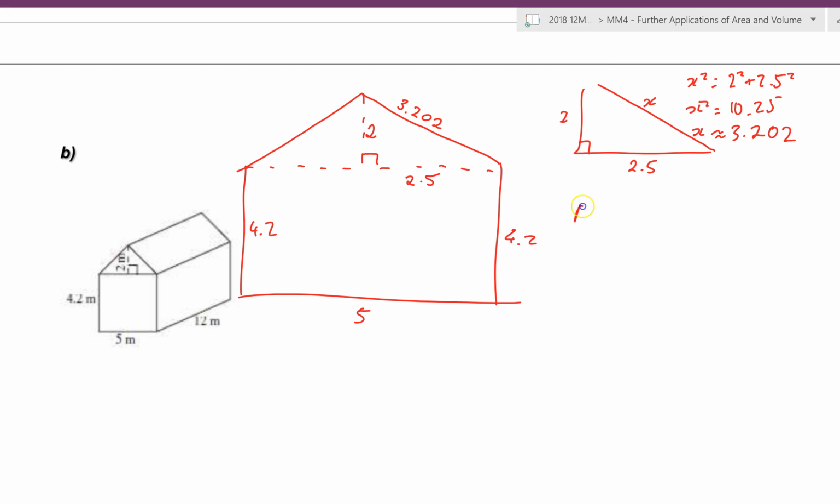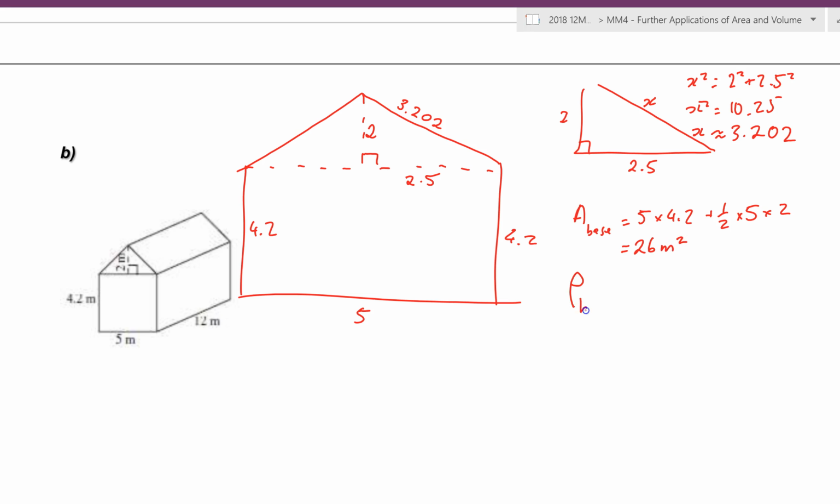Now, the area of my base equals 5 by 4.2. That part's easy. Plus half times my base of the triangle. That's 5 times 2. 5 by 4.2 is the same as 10 by 2.1. So that's 21 plus a half of 2 is 1. So 21 plus 5 equals 26 square meters.